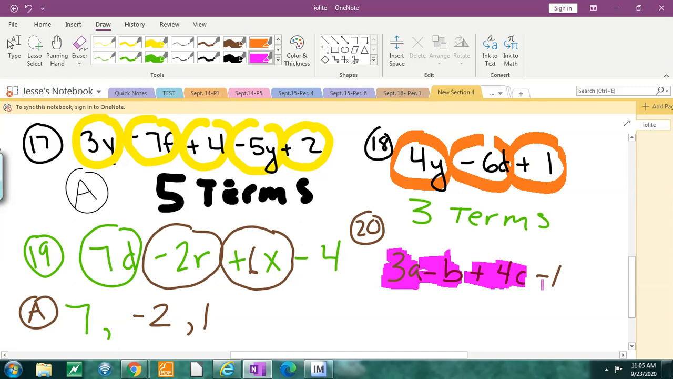Sorry. Negative 1. Hey, negative 1. I didn't say a letter. I didn't say a variable. There's your constant. Negative 1. All right. Right there. Got it? And number 21.